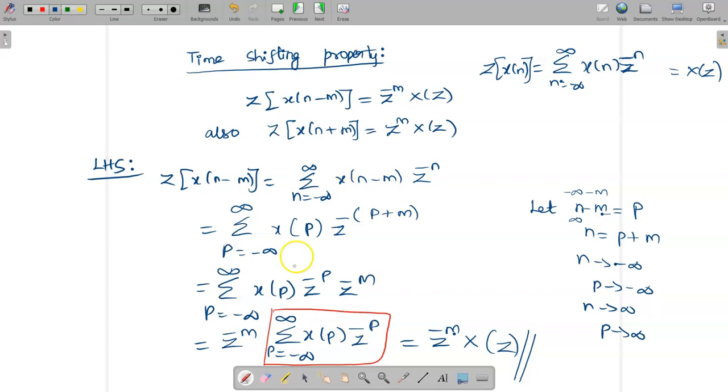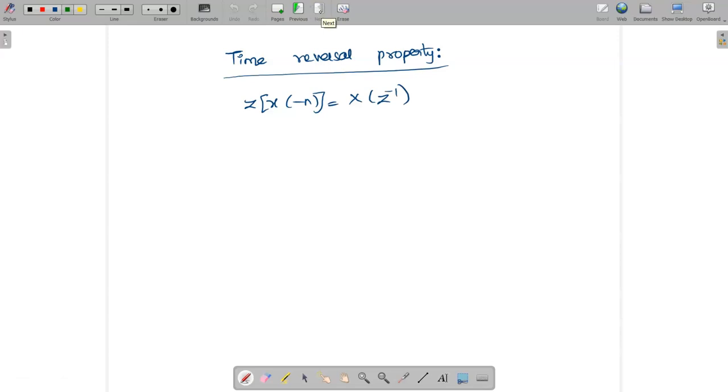So similarly you can try for x of n plus m. Okay. So definitely you will get z power m X of z. Okay. You do by yourself and check whether you are getting this. So there what you have to do, n plus m. Okay. So I'll give the hint, there you have to take n plus m equal to p. Okay. So n will become p minus m. Okay. So there is no change in your limits. So only this term you have to write. So it will become, instead of minus m, now it will become plus m when you substitute. Okay. Other than that, all the steps are same. So you will get this proof. Okay. So next is your time reversal property.